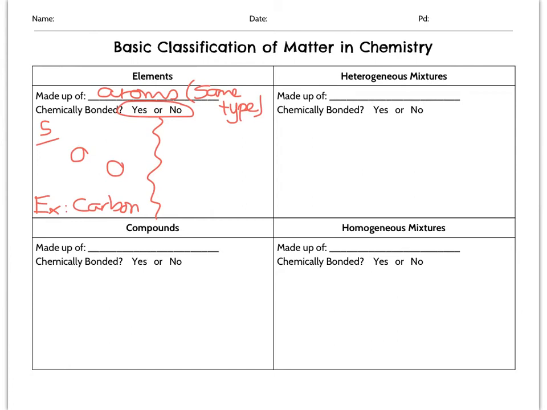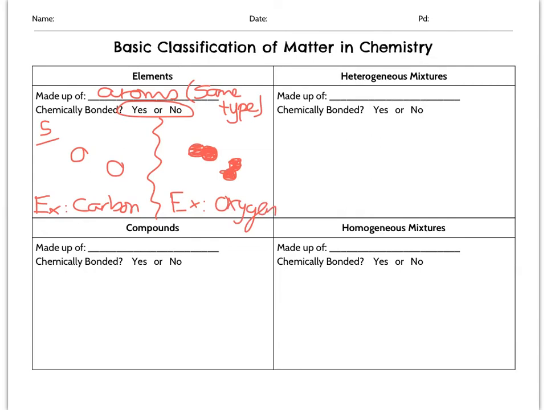Sometimes, however, we'll have particles where there's two identical particles that are stuck together, okay? Let's put it up there. Each individual atom is still the same, so that is still considered an element. One element that does this is oxygen. That's a good example. Okay, so let me change my color real quick before I move to the next one.